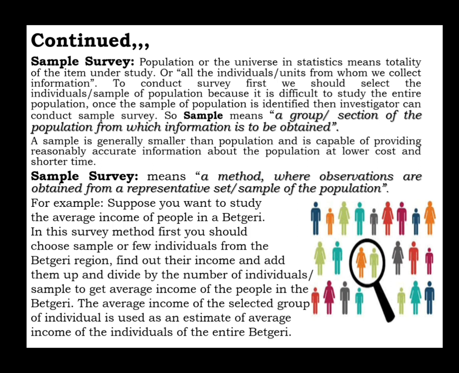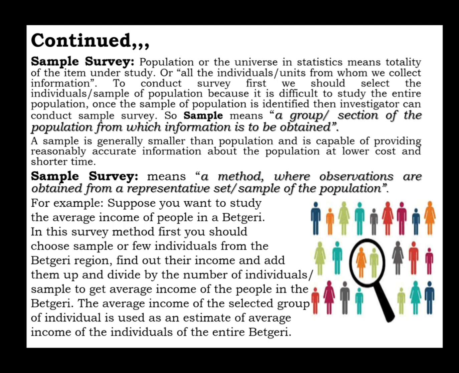Population or the universe in statistics means the totality of the items under study. I already told you what population is. Population means all the individuals or units from which we collect the information. To conduct a survey, first we should select the individuals or sample of the population. There is a reason why we need to select some samples, because it is difficult to study the entire population. After forming the questionnaire we have to select some samples from the population.